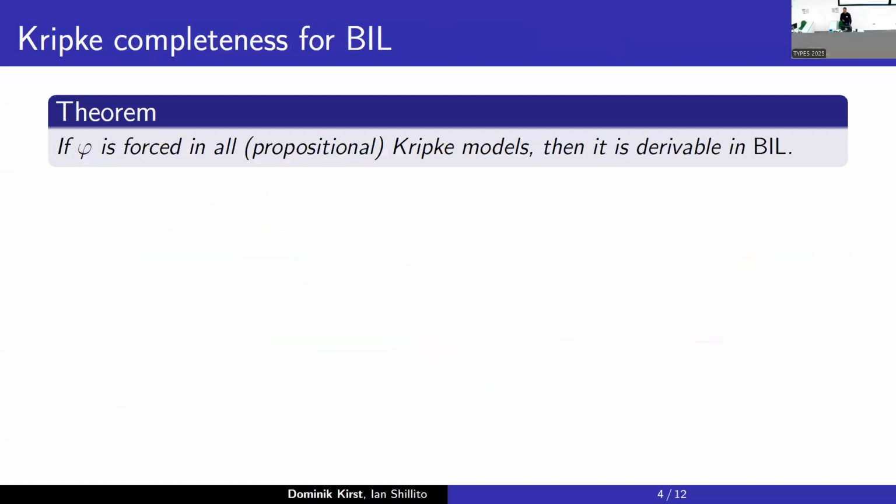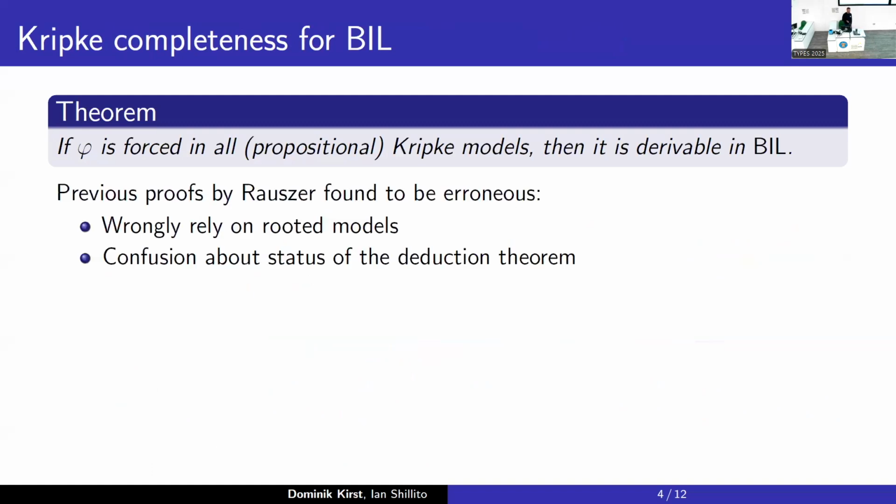Now, turning to the completeness question, the result we are after is if a formula is forced in all of these propositional Kripke models, then it should be derivable. And there, I already mentioned, in Rauszer's work, there are some alleged completeness proofs, but already Polar noticed that something is fishy about it because she worked with rooted models where you have a root for the Kripke frame, but it was noticed that actually the logic cannot be complete for that notion of semantics. And additionally, there was some confusion about the status of the deduction theorem and some other things about the logical primitives in the language.